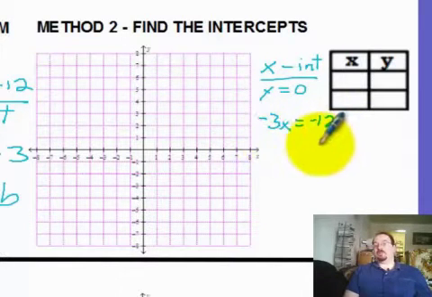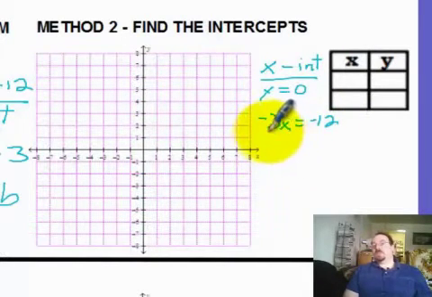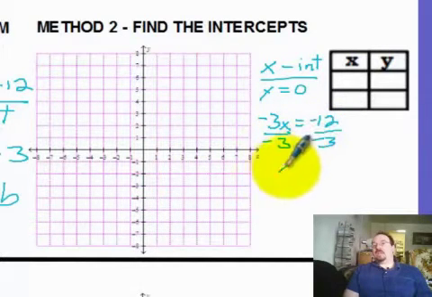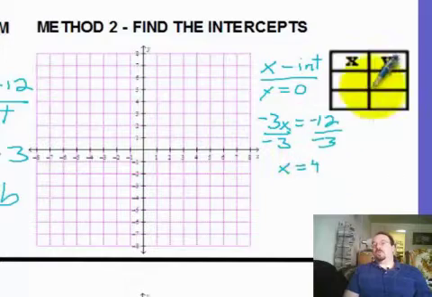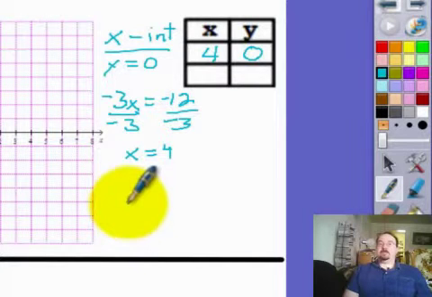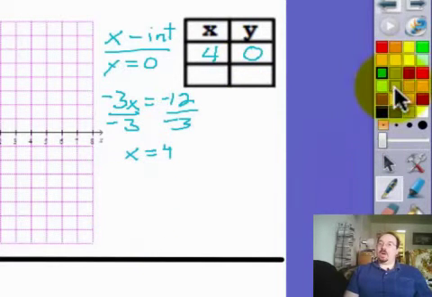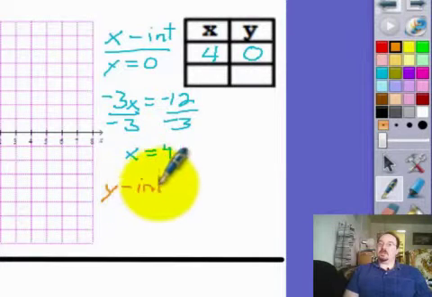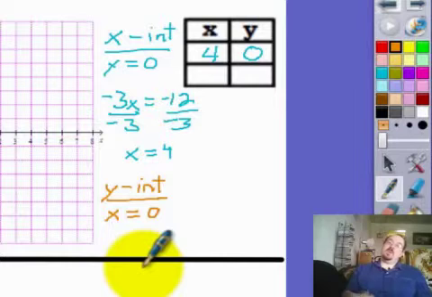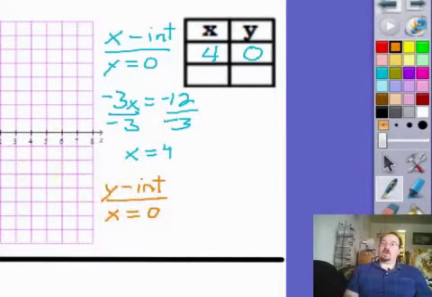That's what I'm solving. Very simple equation to solve. You just divide by negative 3. You get x equals 4. So when y is 0, x is 4. Okay? Now let's find the y-intercept. So to find the y-intercept, I make x 0. Remember what I said before. Whatever intercept you're looking for, make the other variable 0.